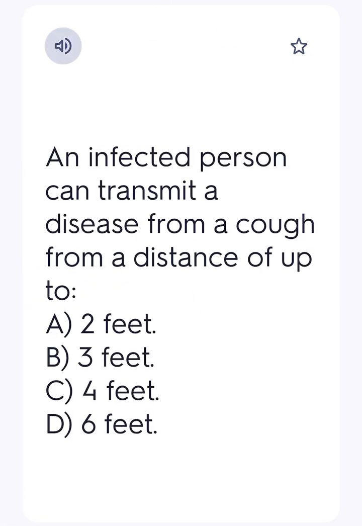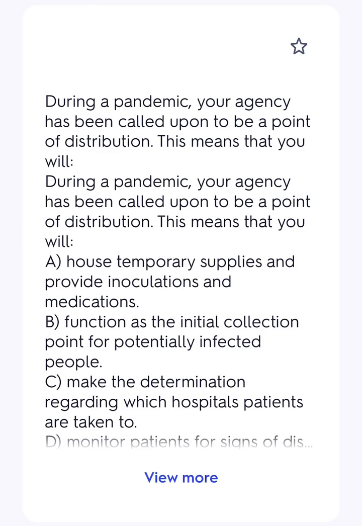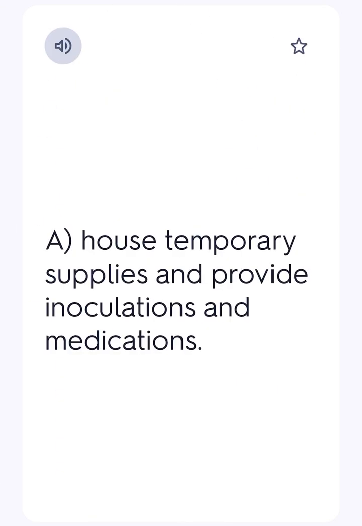An infected person can transmit a disease from a cough from a distance of up to A. 2 feet. B. 3 feet. C. 4 feet. D. 6 feet. D. 6 feet. A. House temporary supplies and provide inoculations and medications.